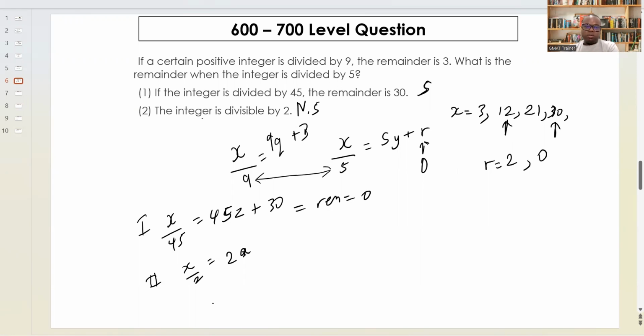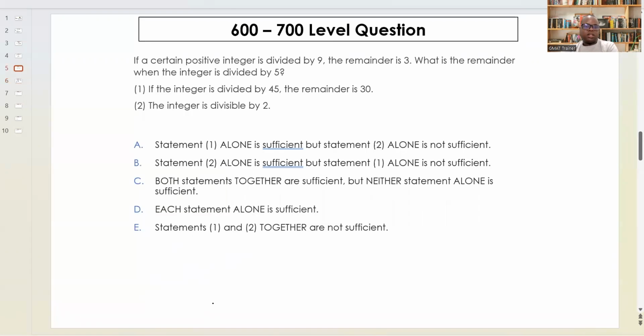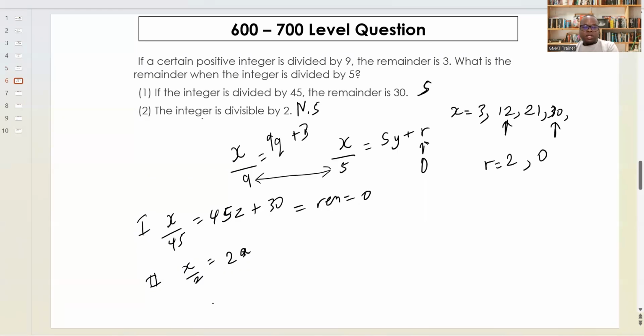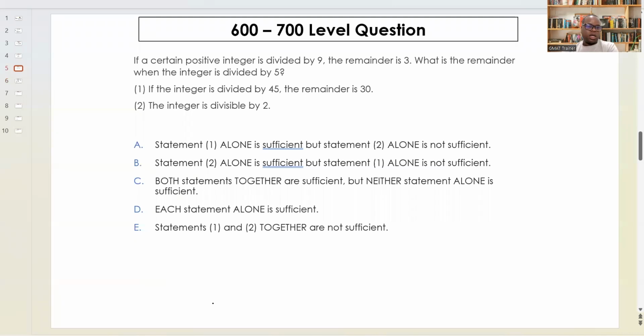So given these two assessments of the statements, I can say that the first statement is sufficient and the second statement is not, which makes answer choice A the correct answer.